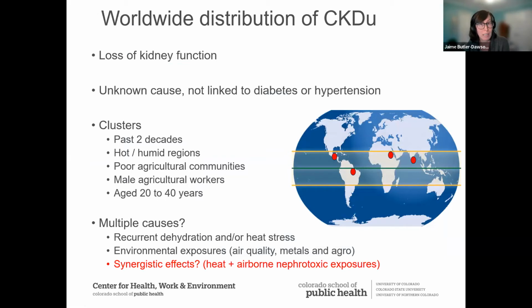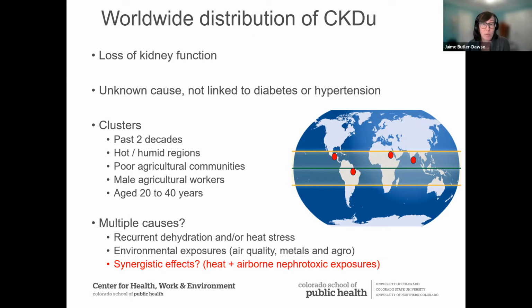So it's chronic kidney disease of unknown origin, and it's a progressive loss of kidney function, which can progress rapidly into end-stage renal failure. So the cause is not known at this time, and it's not linked to diabetes or hypertension. So in the developed world, usually chronic kidney disease is related to diabetes and hypertension and age and obesity. But in these populations where these epidemics are occurring, here in the red dots, these are young populations, and they're not obese, they don't have diabetes nor hypertension.